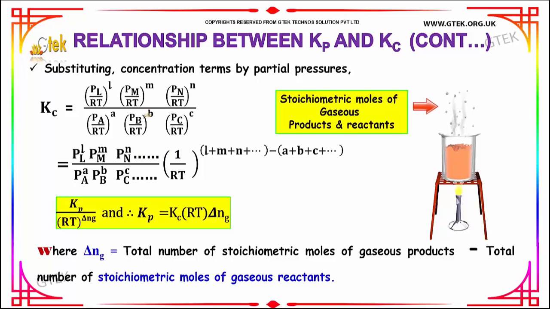So taking out the 1 by RT, everything out, you get this equation, which indicates Kp divided by Kc is equal to RT to the power delta ng, and indicates Kp is equal to Kc into RT to the power delta ng, where delta ng is equal to the total number of stoichiometric moles of gaseous products minus the total number of stoichiometric moles of gaseous reactants. So product minus reactant, simple. That's delta ng.